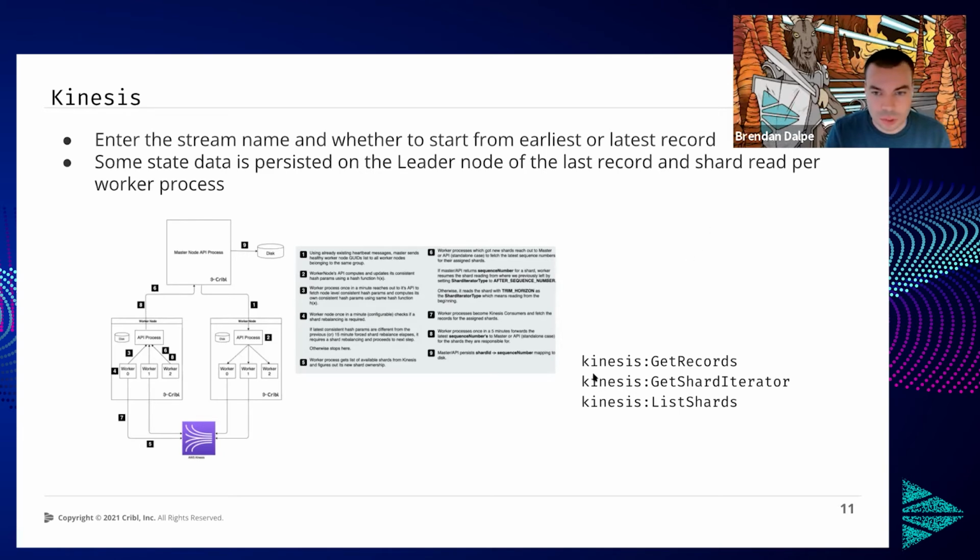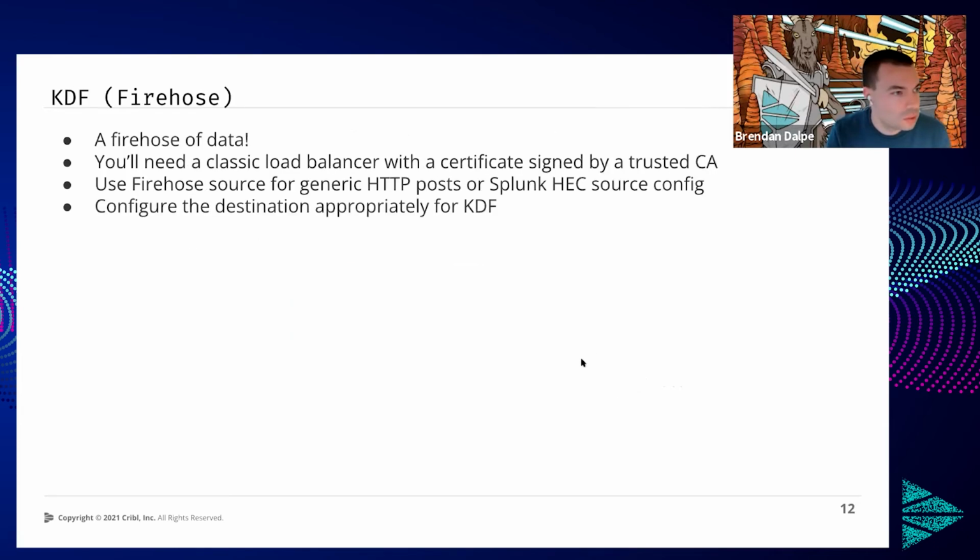And then permissions for IAM, minimum required: get records, get shard iterator, and list shards. So with that, Kinesis Data Firehose or KDF. This is a fire hose of data, quite literally. There are some architectural considerations here when you build this out. There are some gotchas, and I want to point them out.